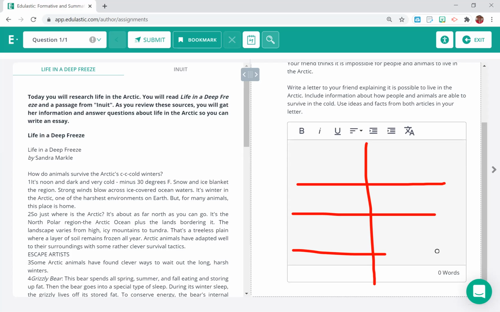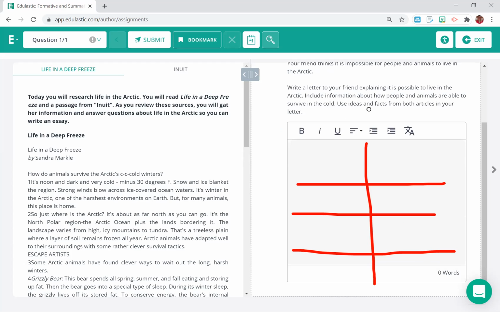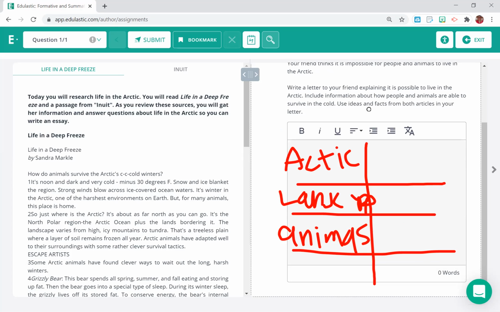We learned how to write our paragraphs by using a table of content. So you could do the same. You could have the first paragraph. Maybe I want to write about the Arctic. Maybe my second paragraph, I want to talk about the landscape. And my third one, I want to talk about facts about the animals. Remember, you have an introduction at the top and a conclusion at the bottom.